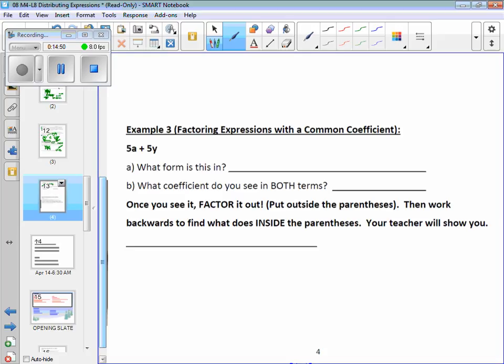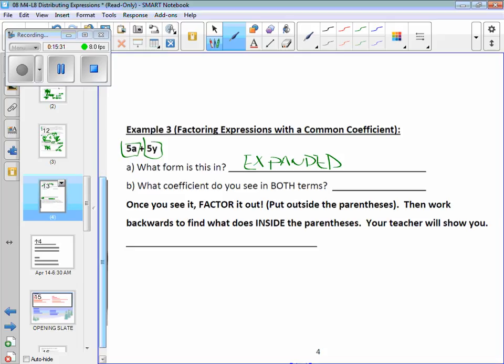What form is this? Don't call out, but yes, expanded. No parentheses. That's your hint. Okay, so now this is new. You have two terms being separated by an addition sign. Do you see a coefficient that is the same in both terms? And if so, what do you see that's common in both? Nick: They both have 5.